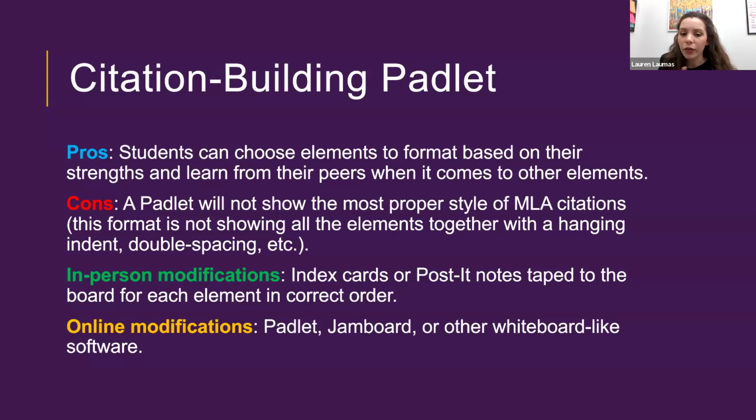You could modify this by having index cards or post-it notes that you put on the board for each element of the citation. That's another idea. Each group could have a different element or something like that. And you could also try different whiteboard software like Jamboard or something like that. So that's just another idea.